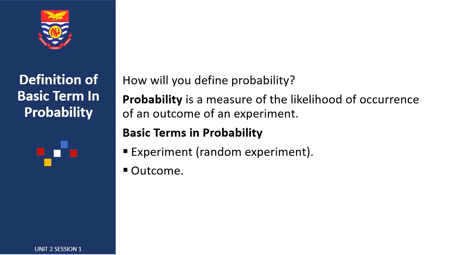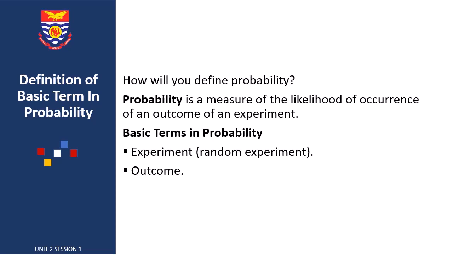How will you define the term probability? As we said, we are going to learn some basic terms in probability. So probability is a measure of the likelihood of occurrence of an outcome of an experiment. Yes, a measure of the likelihood or the chance of an occurrence of an experiment. And what are some of the basic terms that we want to talk about in probability?